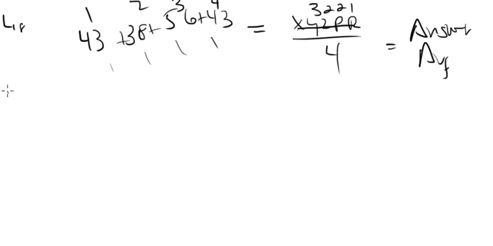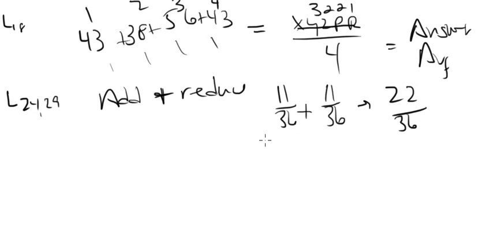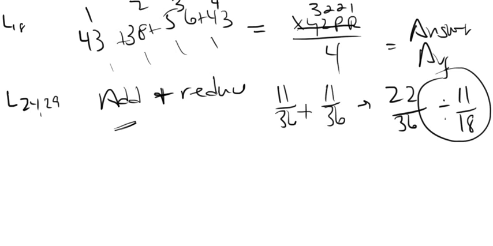All right, good. The next question comes from lessons 24 and 29, and it wants me to add and reduce. It wants me to add and reduce this problem. 11/36 plus 11/36. Well, you know what? Very quick, I'll do this one. This is an easy one, right? It should be. We get 22/36. Remember, when we're adding, subtracting, we don't change the denominator. We have 22/36. What can that be reduced to? Well, I can reduce that by 2's, right? That gives me 11/18, and that's as far as I can go. So that's my answer for that question.